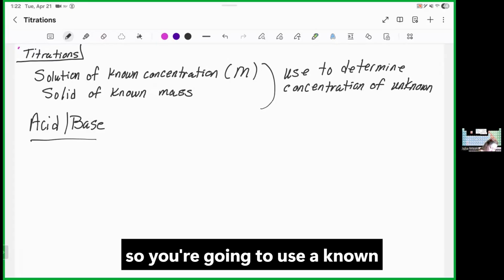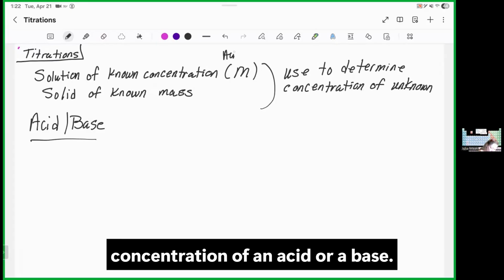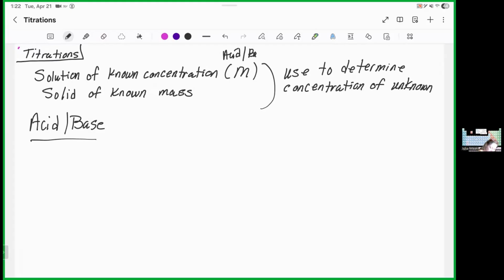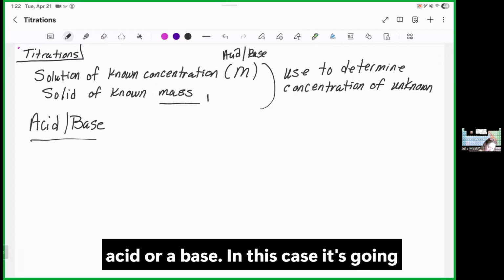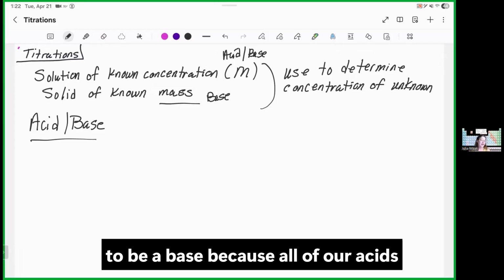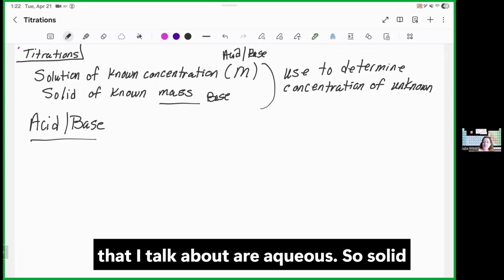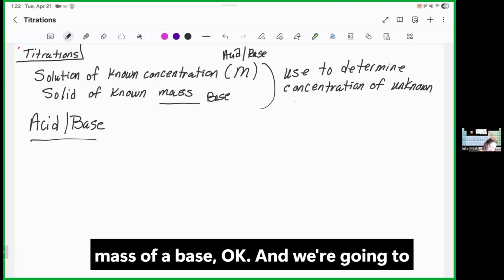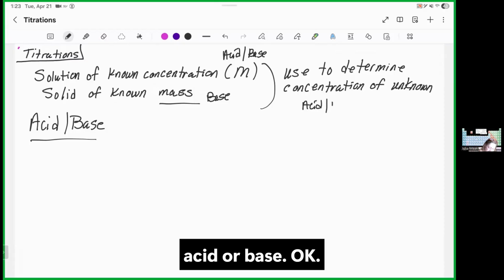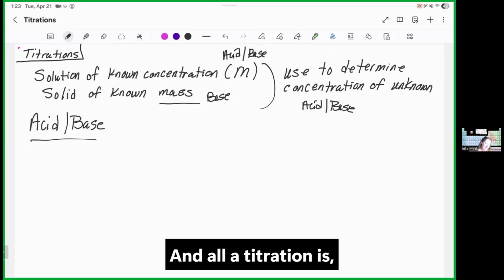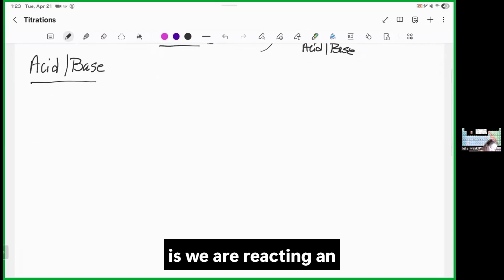And so you're going to use a known concentration of an acid or a base. Same here with a solid of known mass of an acid or a base. In this case, it's going to be a base because all of our acids that I talk about are aqueous. So a solid mass of a base, and we're going to determine the concentration of an unknown acid or base. All a titration is, is reacting an acid with a base.